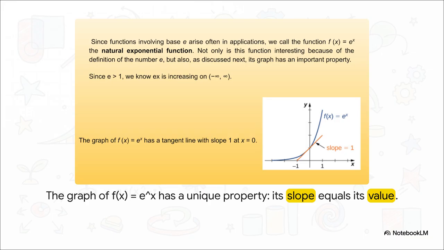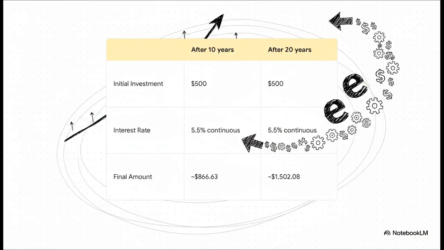So when its value is 2, it's growing at a rate of 2. When it's 10, it's growing at a rate of 10. Its growth is perfectly proportional to its size. It's the pure mathematical signature of natural growth. And we see this in the real world all the time.